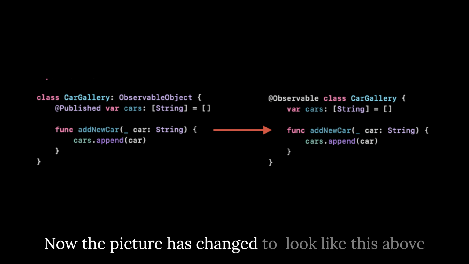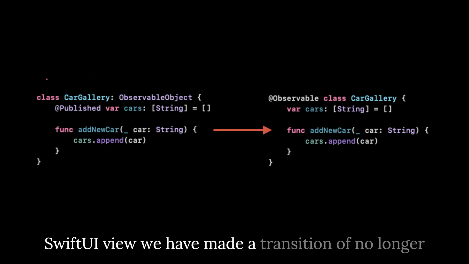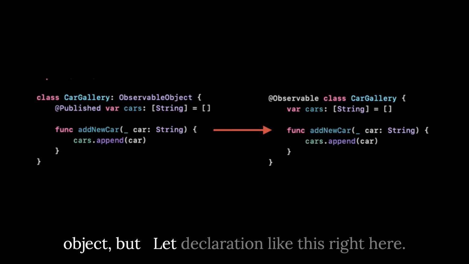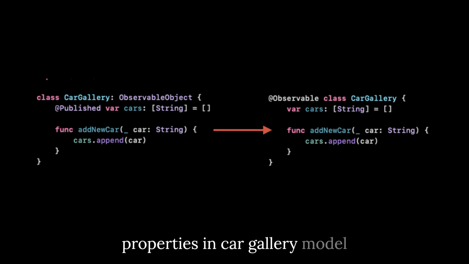Now the picture has changed to look like this above. In our example, when using this CarGallery in our SwiftUI view, we have made a transition of no longer needing to use ObservedObject or StateObject, but a let declaration like this right here. So it will automatically update our properties in the CarGallery model.